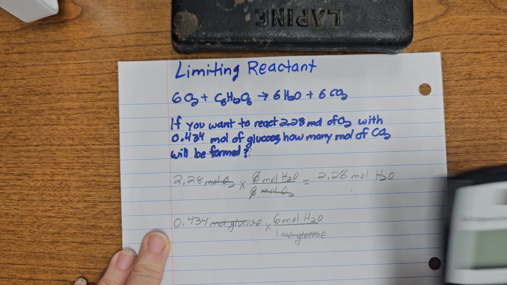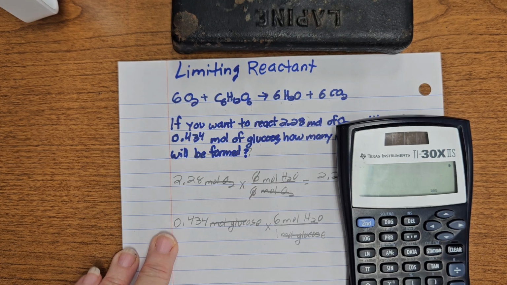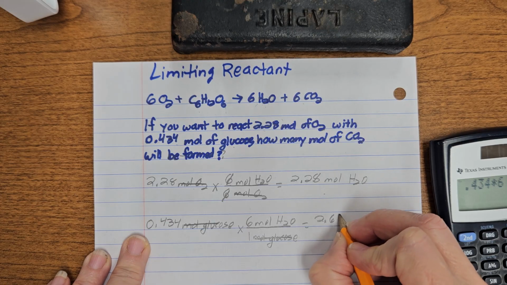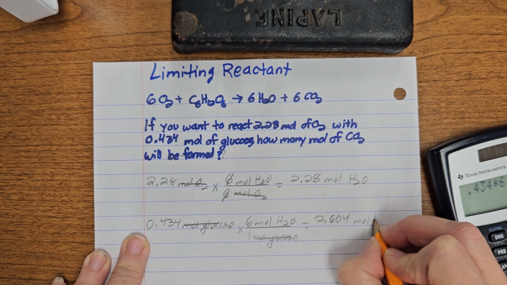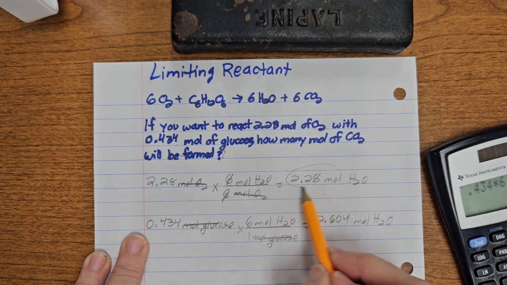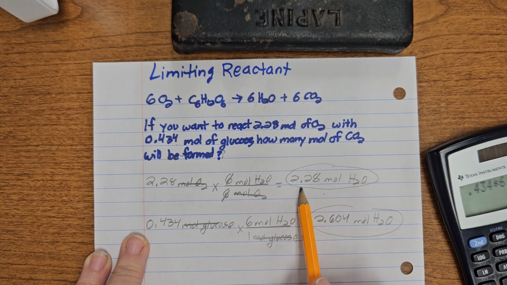Moles of glucose cancel out. The only thing I have left is moles of water. That's what I'm looking for. This time I have to get my calculator. 0.434 times 6 equals 2.604 moles of water. Now I'm going to compare these two answers. Which one is smaller? This one. 2.28 is smaller than 2.60.